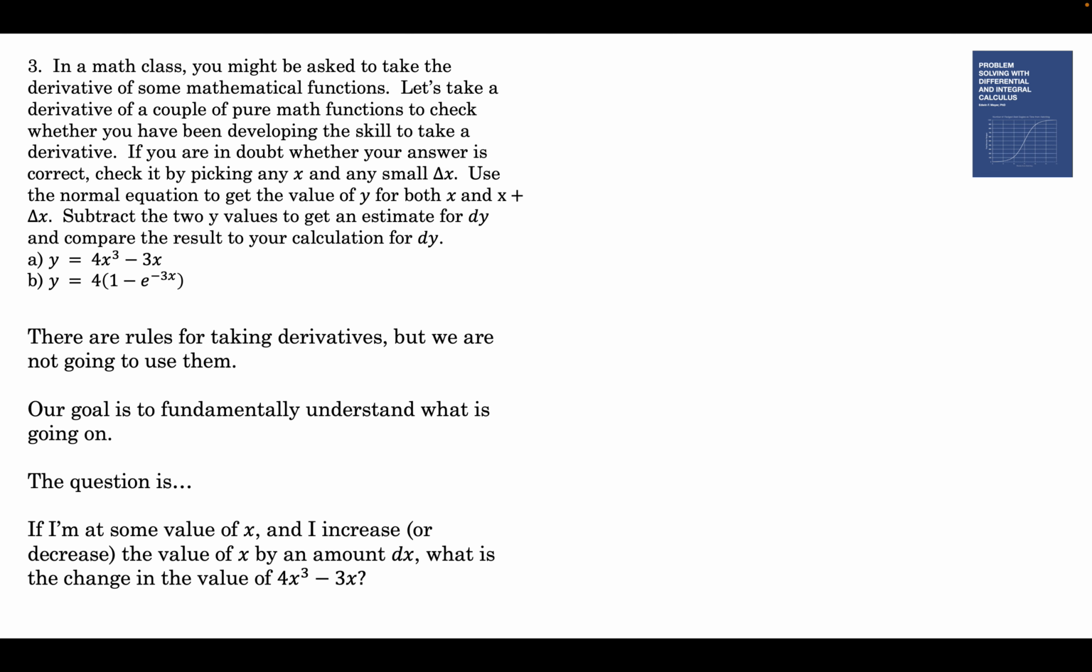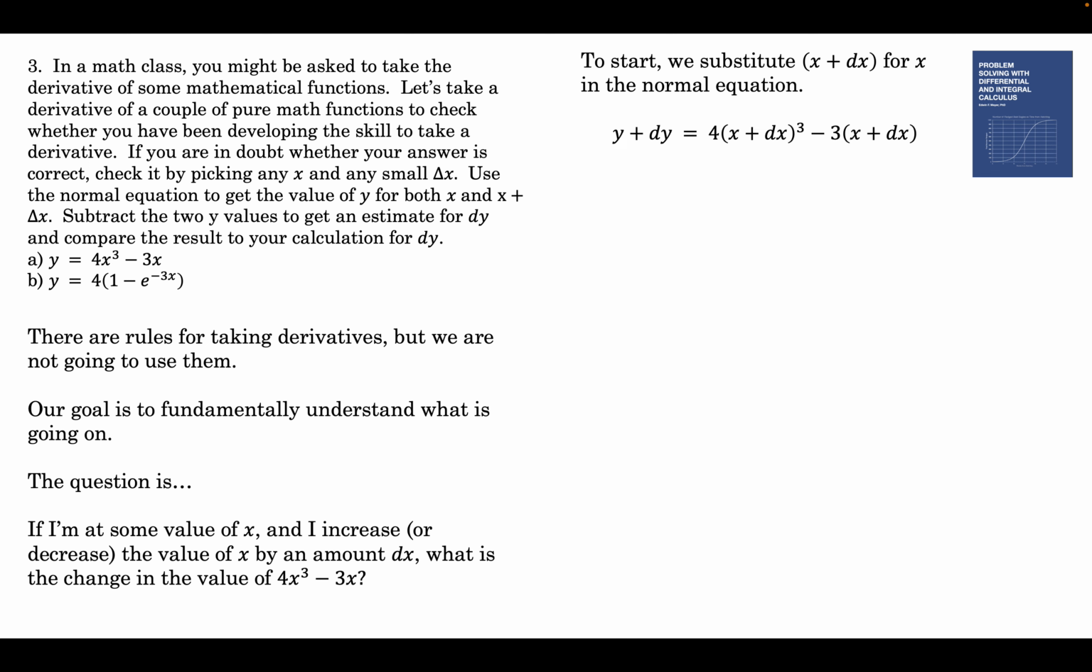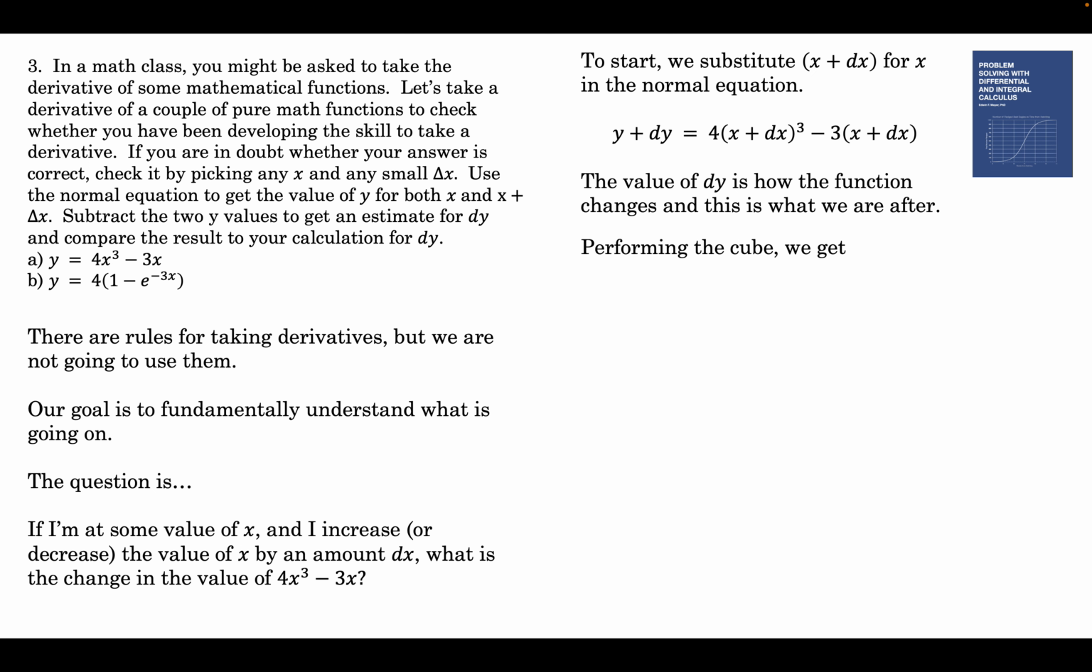So the question is, I have this function, 4x cubed minus 3x. I'm going to have x and I'm going to shift it by an amount dx. How does the value of the function change? We're going to substitute x plus dx in for x in the normal equation, and we're going to get a shift in y: the original y plus some dy when we shift x by dx. This is the fundamental question in calculus: how does the function change when we change one of the parameters? What's dy?